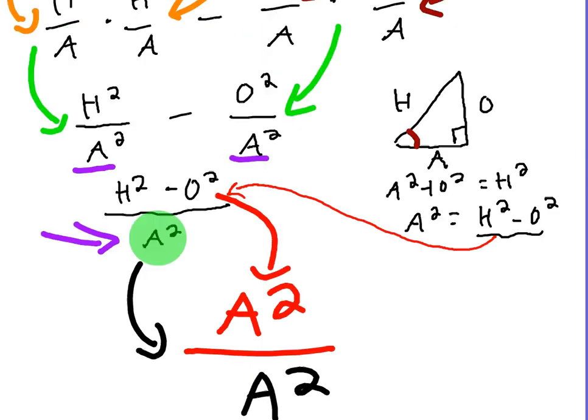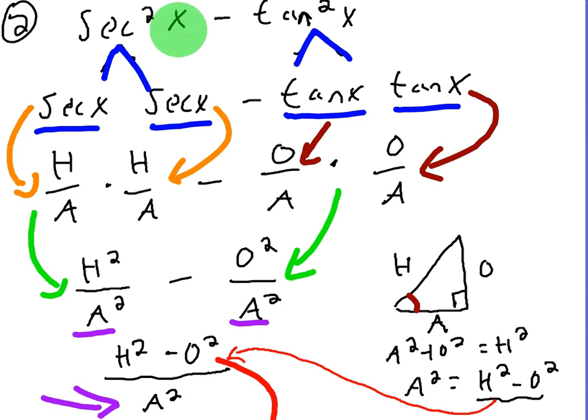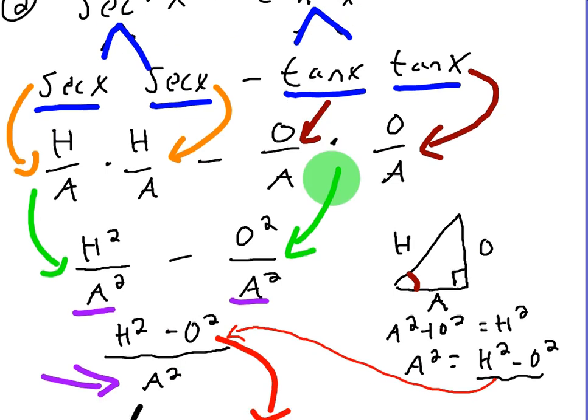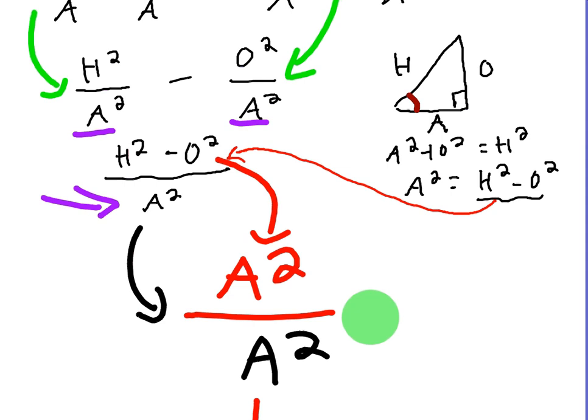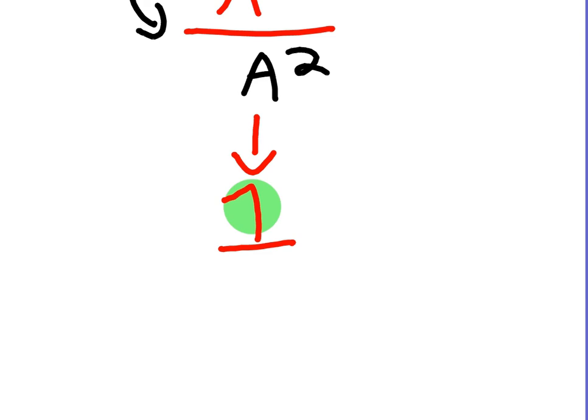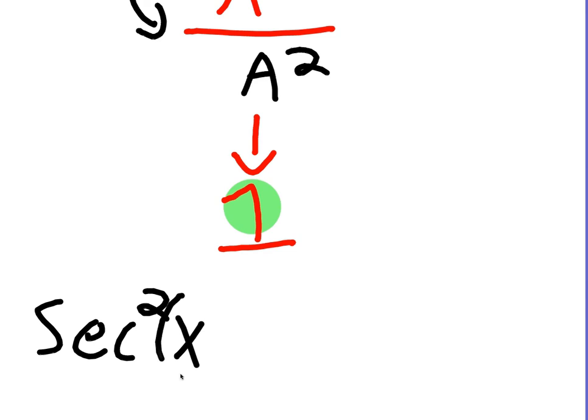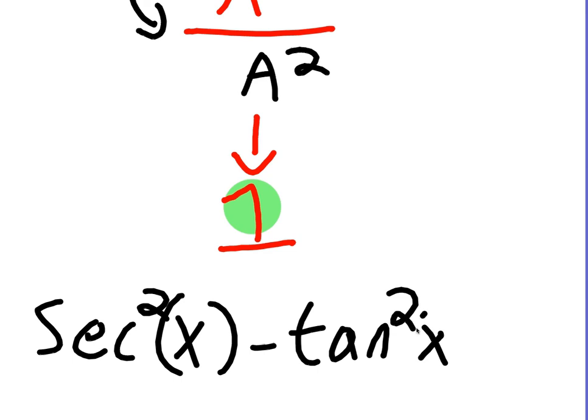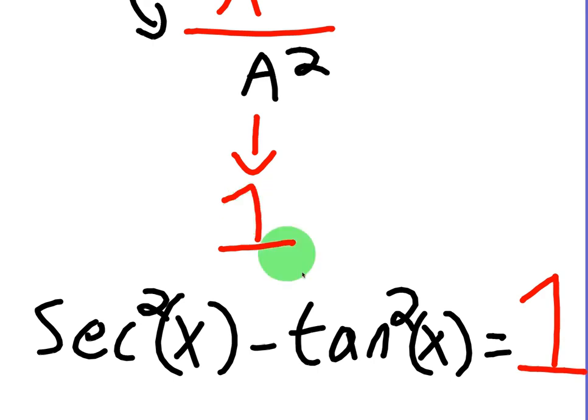Let's take a look at what we started with. We started with secant squared x minus tangent squared x, and we've just proven using the Pythagorean theorem that secant squared x minus tangent squared x is equal to 1, and that will complete our proof. So therefore I'm going to write that out, and we will be done. Secant squared of x, or theta, again it doesn't matter, minus tangent squared of x is equal to 1. And again, don't forget that there is a minus sign here, and we needed that in order to make this proof work.